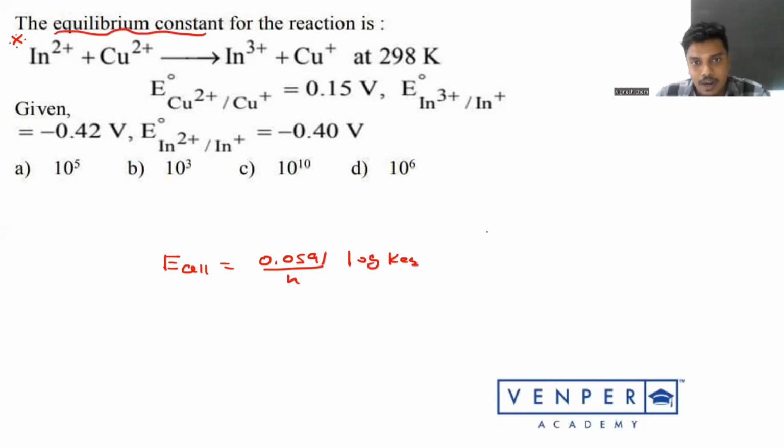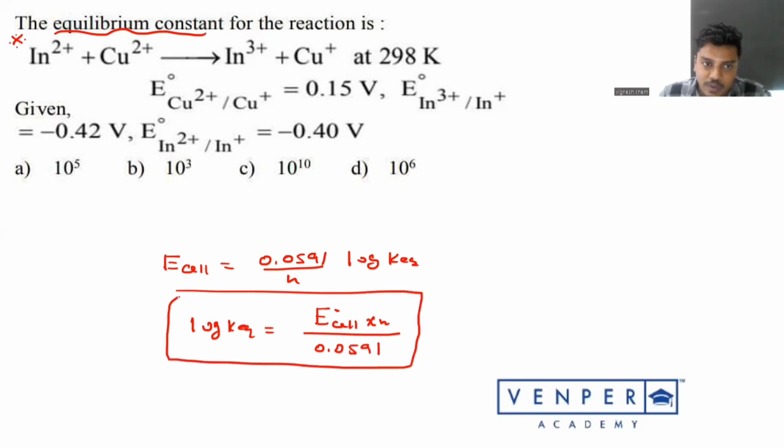Therefore, log K equilibrium is equal to E naught cell into n divided by 0.0591. See, now look at the four options. They are all in 10 power, right? Therefore, we take the 10 power. The K equilibrium is nothing but 10 power of E naught cell into n value divided by 0.0591. Okay, this is the formula.